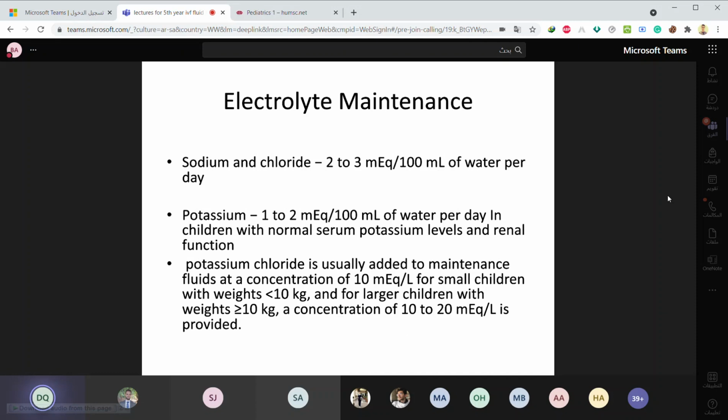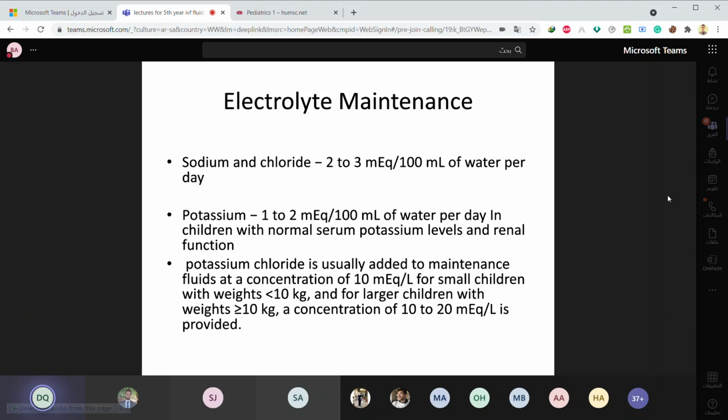Sodium and chloride maintenance is 2 to 3 milliequivalent per 100 ml of water per day. So if our patient needs 1000 ml of water, he will need 30 milliequivalent of sodium and 30 milliequivalent of chloride. So in each 100 we need 2 to 3. Potassium is 1 to 2 milliequivalent per 100 ml per day in children with normal serum potassium and renal function.